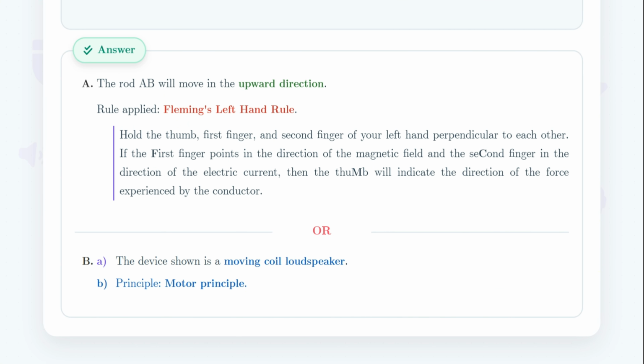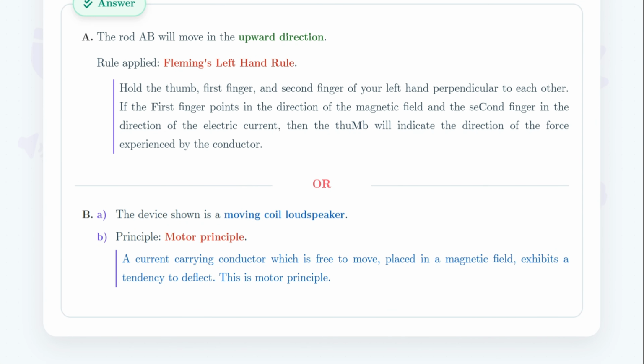The underlying scientific principle of its working is known as the motor principle. This is the very same concept that powers electric fans and water pumps. To properly state the motor principle for the exam, it states that a current-carrying conductor which is free to move, when placed in a magnetic field, exhibits a tendency to deflect or move. It basically converts electrical energy into mechanical movement.